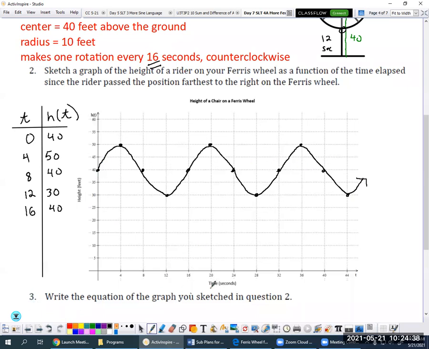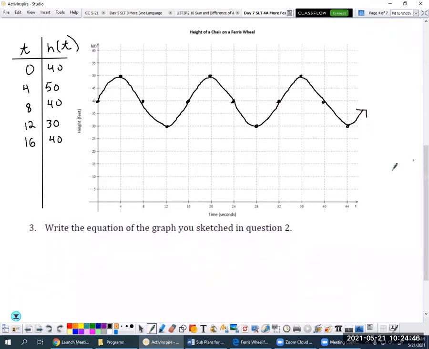So number 3 is asking us for the equation of this graph. I really encourage you to turn back to where we wrote the equation for Carlos. We had h of t equals something here, then sine, and then some parentheses with a t or an x, and then plus something. Go ahead, pause the video and see if you can fill in these 3 spots.